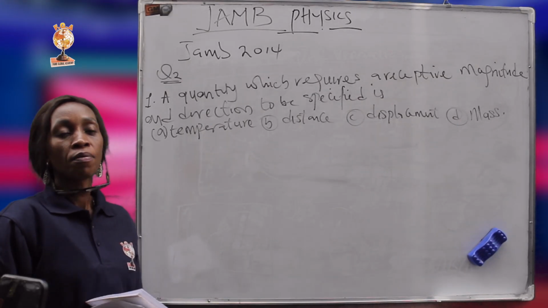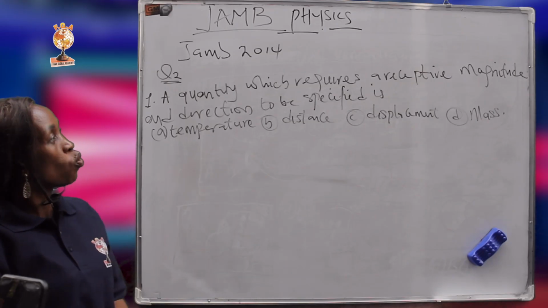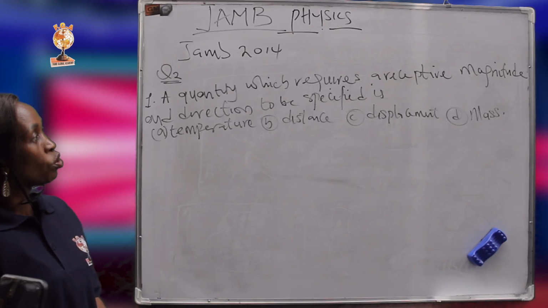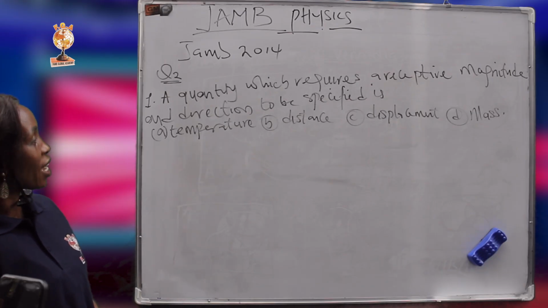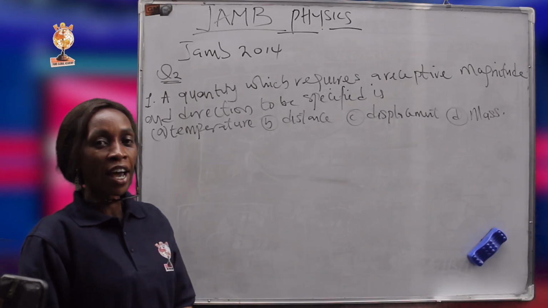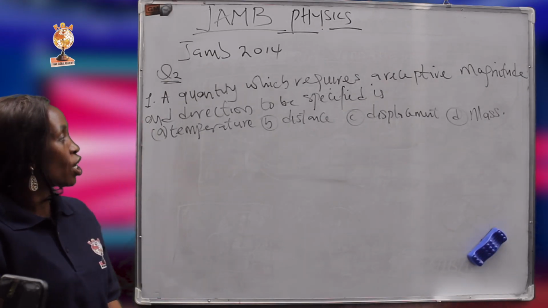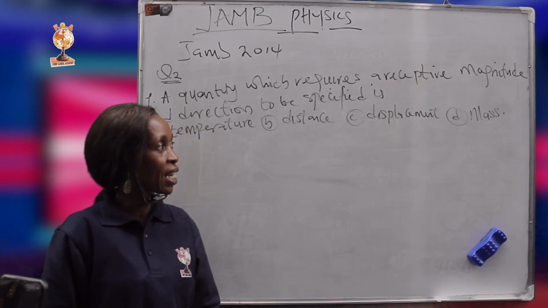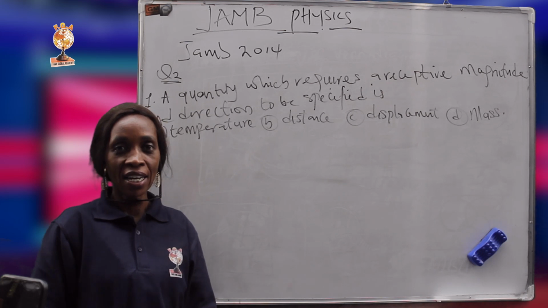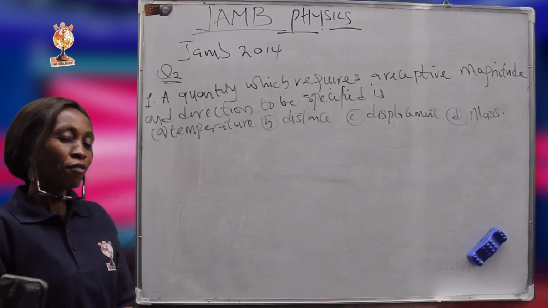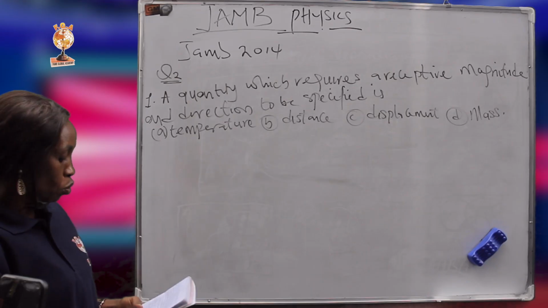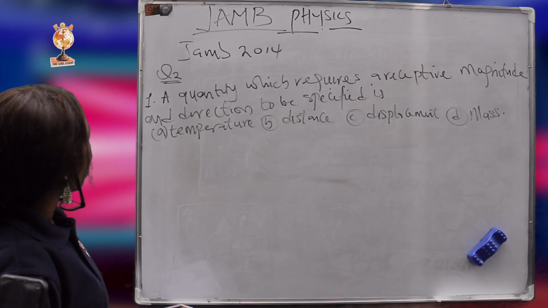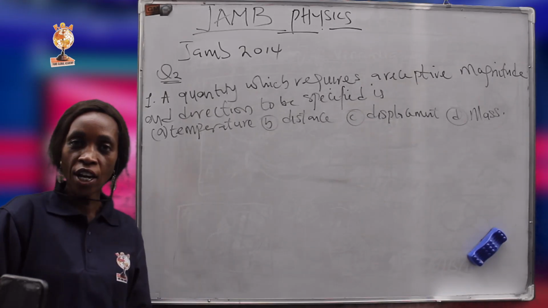JAMB 2014, question 2. It says a quantity which requires a magnitude and direction to be specified is A, temperature, B, distance, C, displacement, and D, mass. If you are watching, I think I could perceive your answer. Okay, if you are choosing A, your answer is wrong.